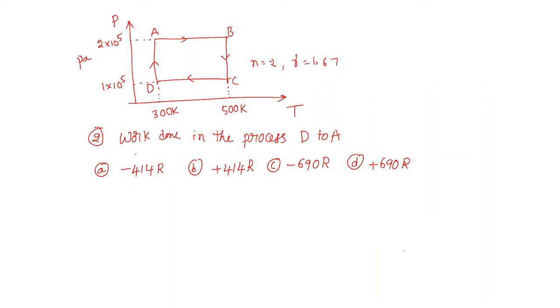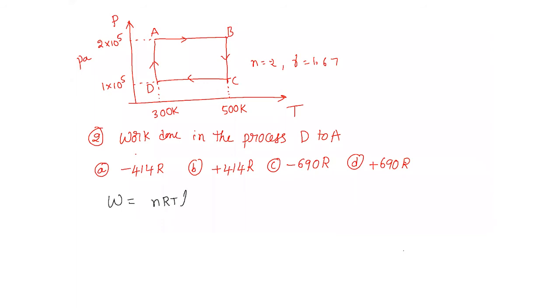Okay, what is that process? Tell me first. D to A is which process? It is isothermal process. Am I correct? Children, isothermal process. Yes or no? Temperature is constant, so isothermal process. What is the formula for work done in isothermal process?